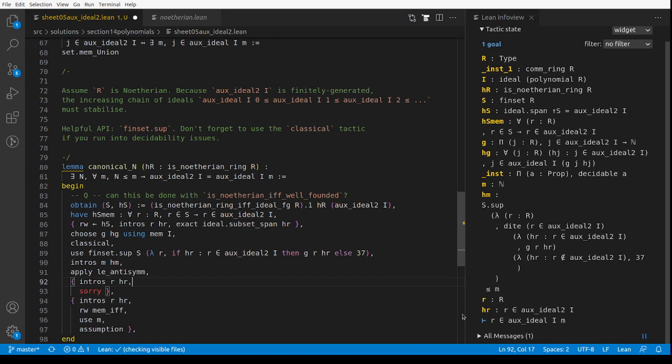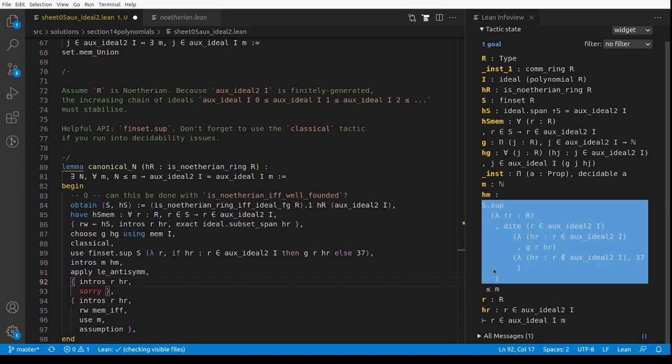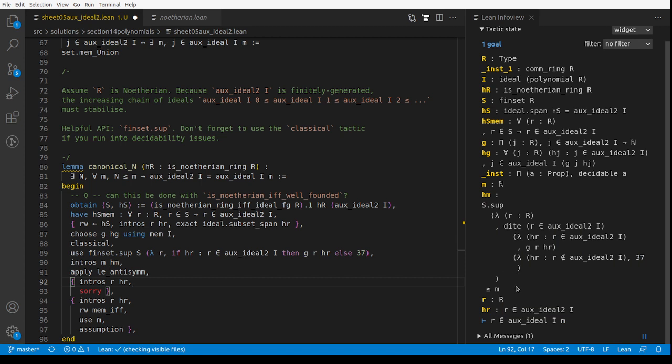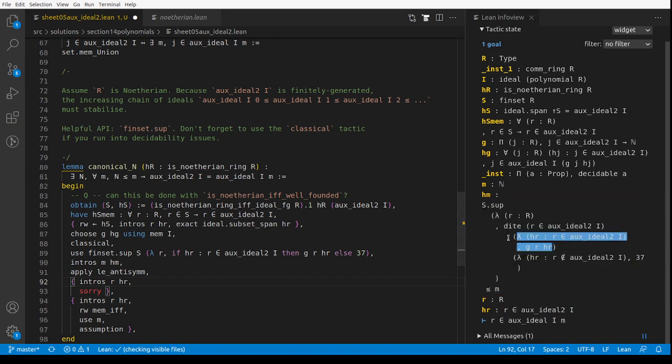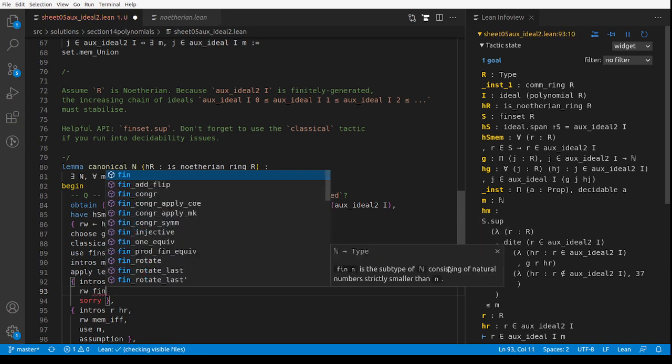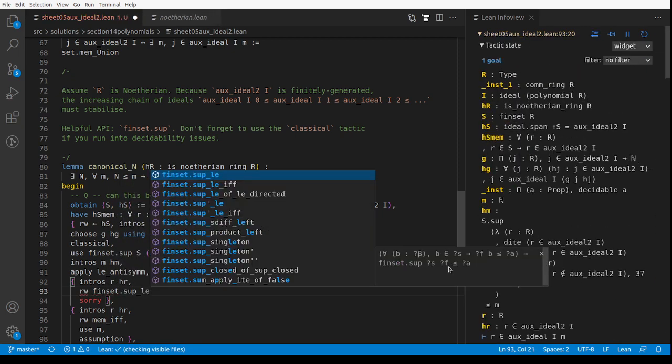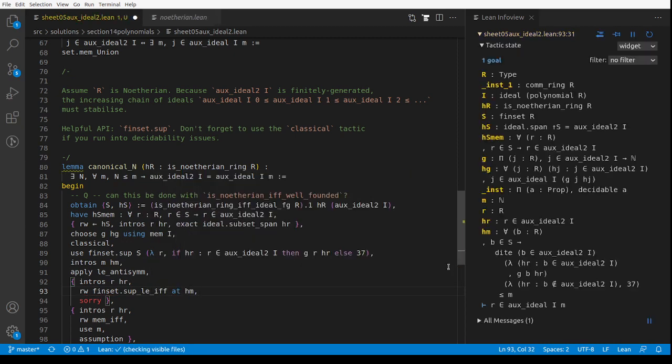Now what are we going to do? We've got to prove... So we know that the sup is less than or equal to something. So that tells us that everything we're evaluating on... Okay, so we need to use Finset.sup_le or something. Rewrite Finset.sup_le, is that a thing? Yeah, that's what we need. Rewrite that at hm. Now let's see what hm says.